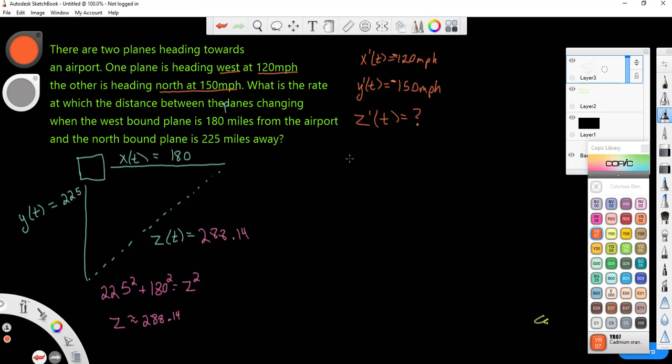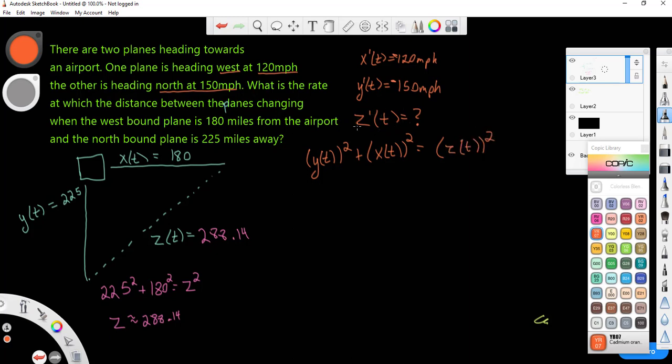So how we're going to figure this out is we need some way to relate all this information together. So how do we relate all of these derivatives or all of these functions together? I know we can use the Pythagorean theorem. So remember, the Pythagorean theorem is going to be y of t, or our y function, squared plus our x function squared equals our z function squared. Pythagorean theorem.